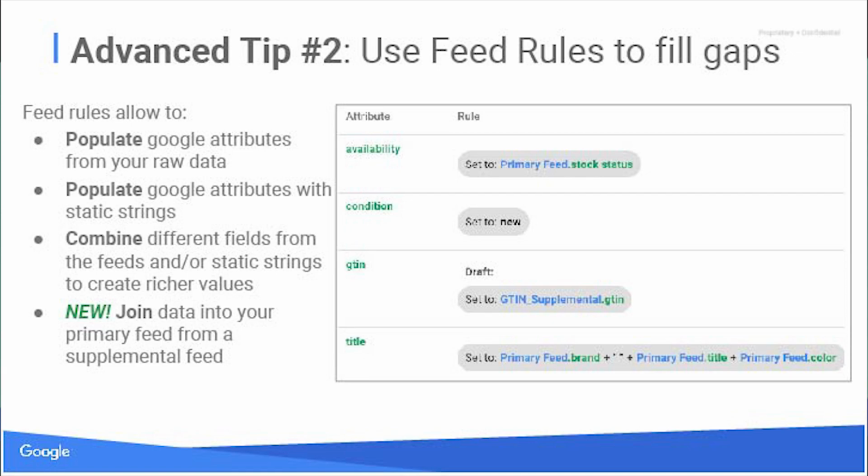I talked about joining data from different feeds. Here's a rule for GTIN to do that. So if you're not sourcing GTINs in your primary feed, but you have it via a supplemental, upload that supplemental feed in Merchant Center, and then write a rule to pull from there.